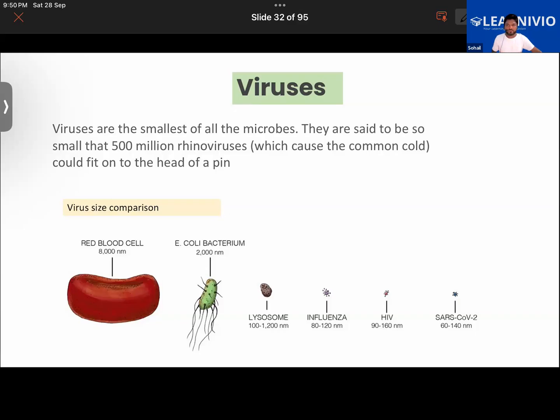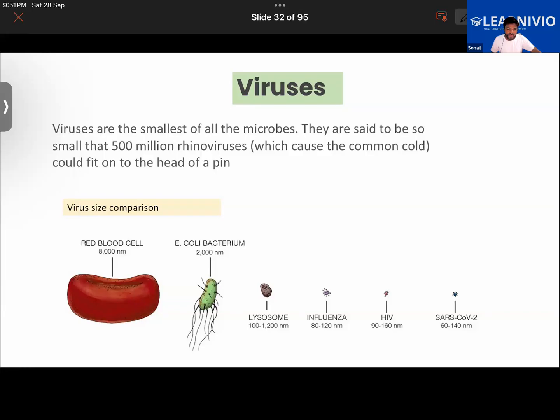All right, talking about the group of viruses. Viruses are actually very different from other microbes. Viruses are microscopic organisms, but they are different from other microbes in that they reproduce only inside the cells of a host organism, which can be a plant, an animal, or in fact, a bacteria. How can it be a bacteria?